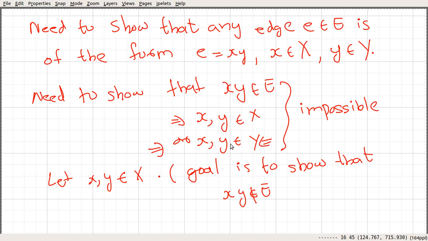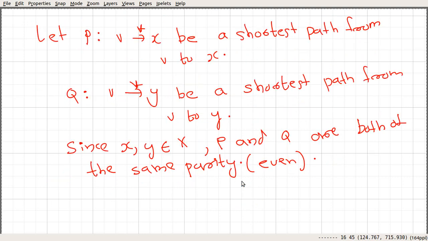The other one is exactly similar to the previous proof. So we assume that x and y belong to X, and the goal is to show that there is no edge between x and y. In order to prove that, we consider two paths P and Q, where the path P is from v to x and Q is from v to y.